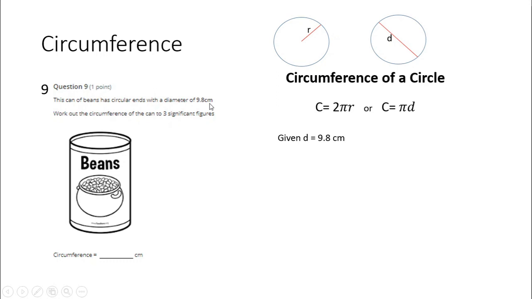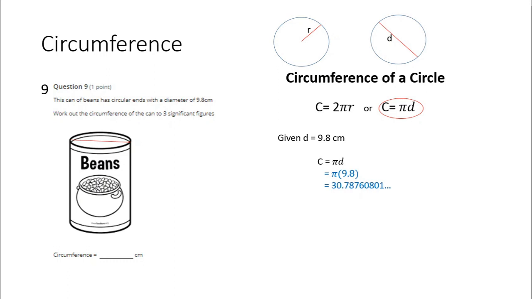So let's make sure we don't confuse the formulas here. I don't want to put this in instead of r. On the can of beans, that's the diameter. Okay? So I'm going to use this formula here because it's already ready to go. I'll just put the d in for the d. And I'll say that the circumference is equal to pi times diameter, which is pi times 9.8.